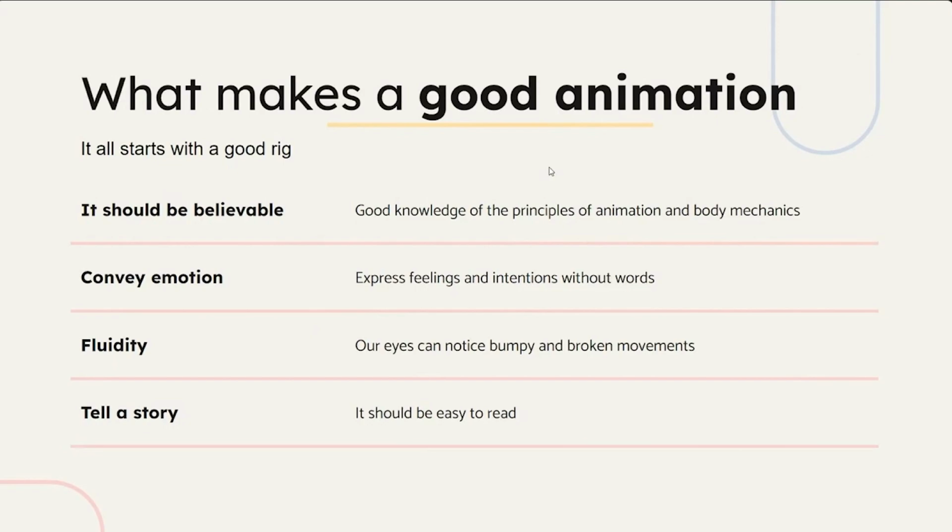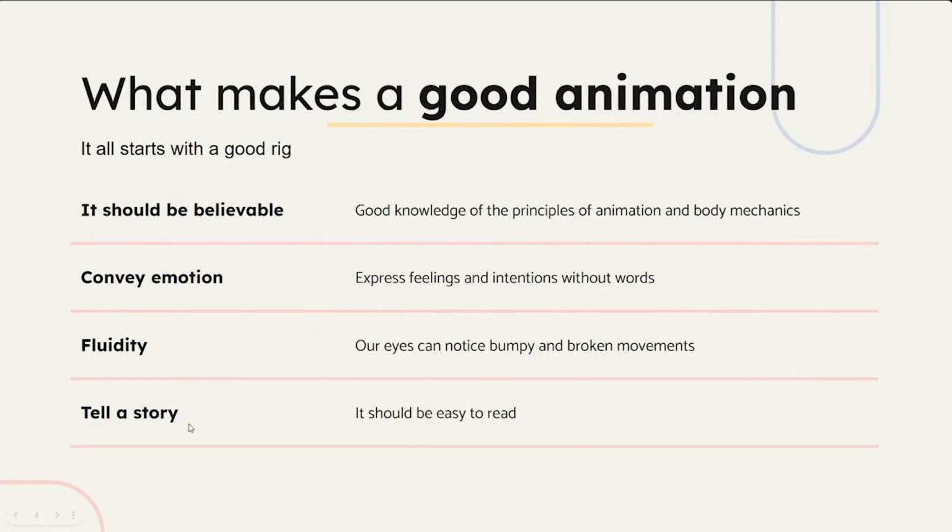Another thing is fluidity, because like I said, our eyes can notice bumpy and broken movements. Even if it's just a frame, you might not know what's causing this weird feeling when you see an animation, but you know there's something that's not right. Your brain is certainly going to focus on that. Maybe you can't tell what's wrong, but you can sense it.